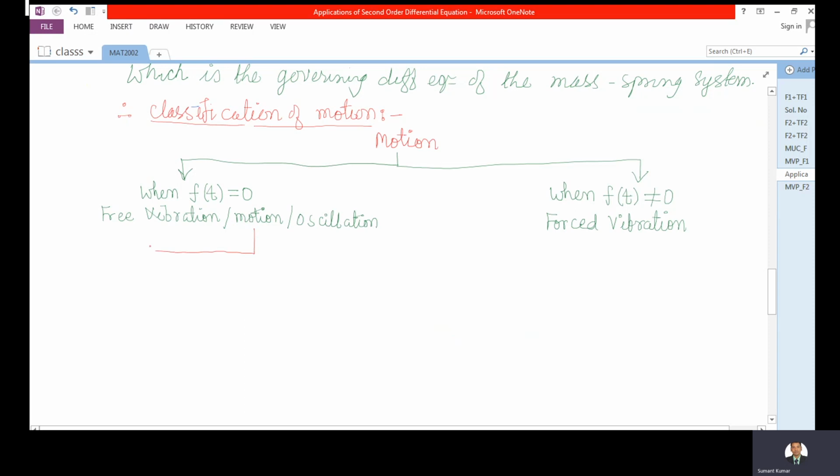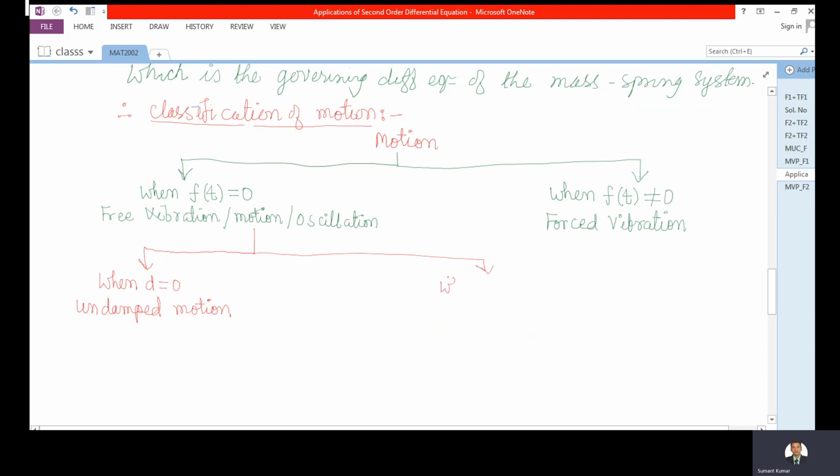So what happens when d is 0? That means the damping constant is 0, no damping, that means no damping force. It means there is an absence of friction or resistance. So this is actually undamped motion. That means we are considering the force due to the medium to be 0. That means undamped motion.